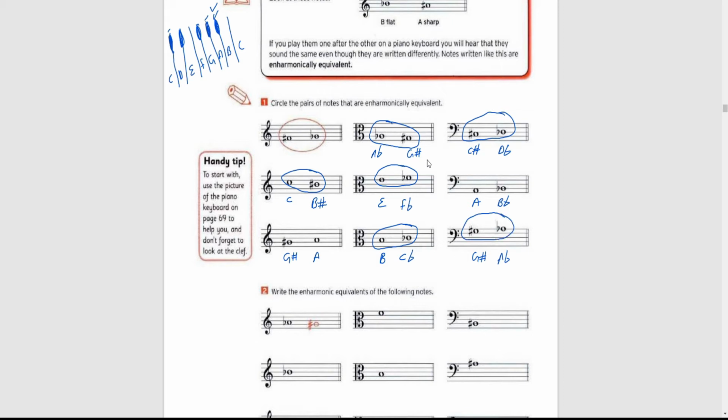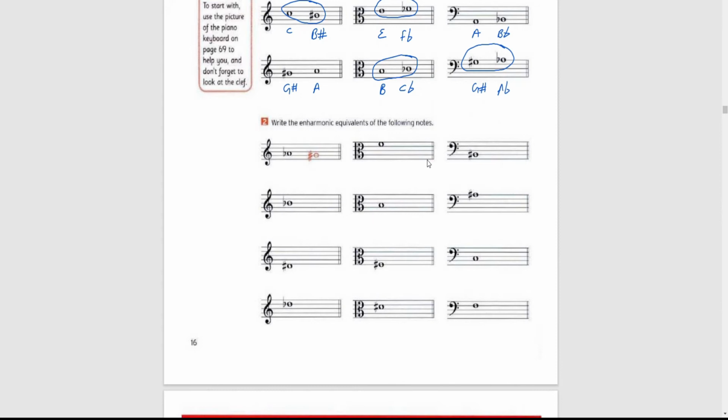Okay, let's move to the next question. The next one is: write the enharmonic equivalent of the following notes. So we have to write the notes which are enharmonically equivalent to the given notes here. So let's make the keyboard again here. Let's start from C, D, E, F, G, A, B, and C. Guys, I'll make it very badly, but this is just for your reference.